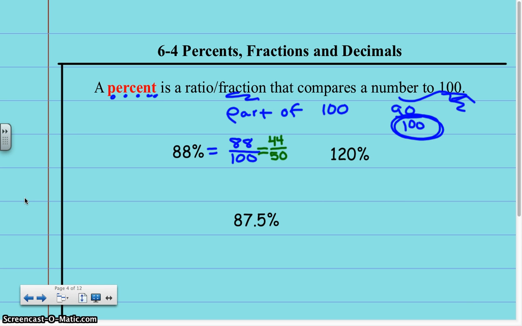Hey, those both are even. Everybody should be writing this down. Which is 22 out of 25. And now I'm looking like I'm done. Again, percent is part of 100. 100 is our whole. So we always just pretty much put the number we have over 100. Okay?